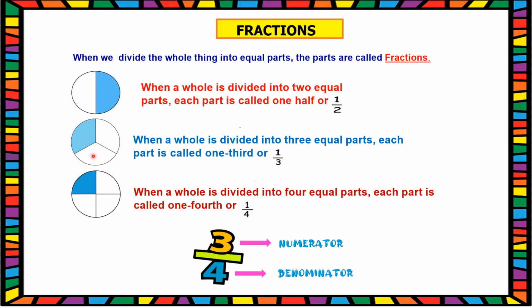If you see the second one, the whole circle has been divided into three equal parts, and each part is 1 by 3, and the fraction of the shaded part is 1/3. Similarly, the same whole is divided into 4 equal parts and each part is called 1/4, or 1 by 4, or it's known as a quarter. For example, if we consider 3 by 4, here 3 is the numerator and the 4, the total number of parts, is known as the denominator.